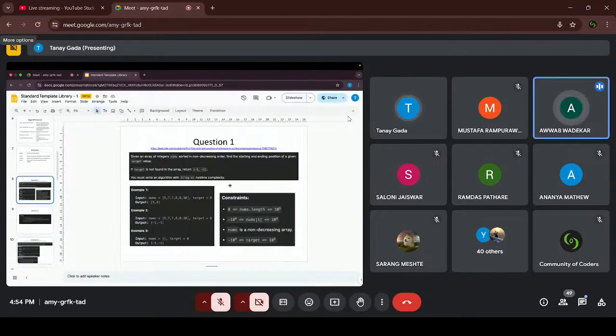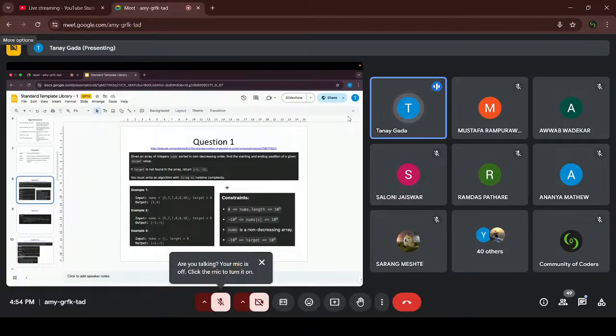Upper bound minus 1. Okay, correct. We find the upper bound and then minus 1. Also, we could find the lower bound of 8 plus 1, that is 9, also. So we would get the next element and then we can subtract 1.